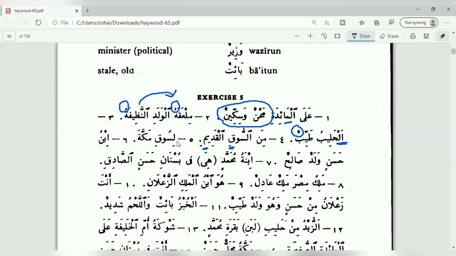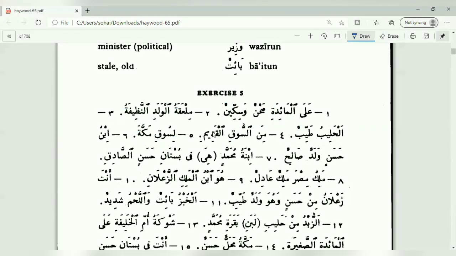Number 5, Lisuqi Makkata. Li is harf jar, which means belonging to or for. Suqi is genitive because of the harf jar before it, and if you notice, it only has one kasra. The reason for that is because it's mudaf, and Makkah is mudaf ilayhi. And although the mudaf ilayhi is genitive, it takes a fatha because Makkah is ghair munsarif, i.e. it's a noun which is not fully declinable. So even when it's genitive, it takes a fatha instead of kasra, and it doesn't take tanween. If you translate it, it means belonging to the market of Makkah.